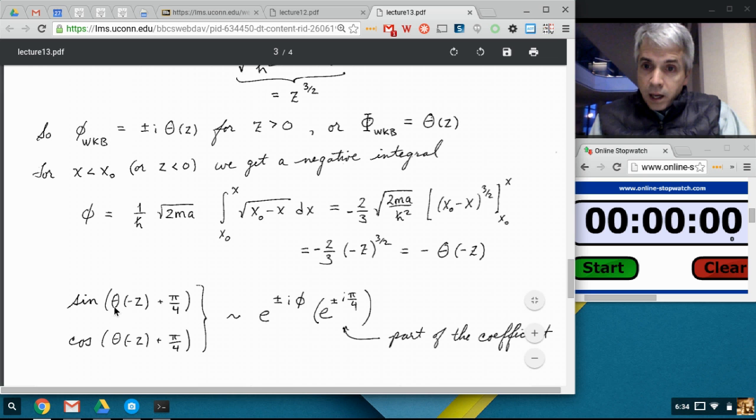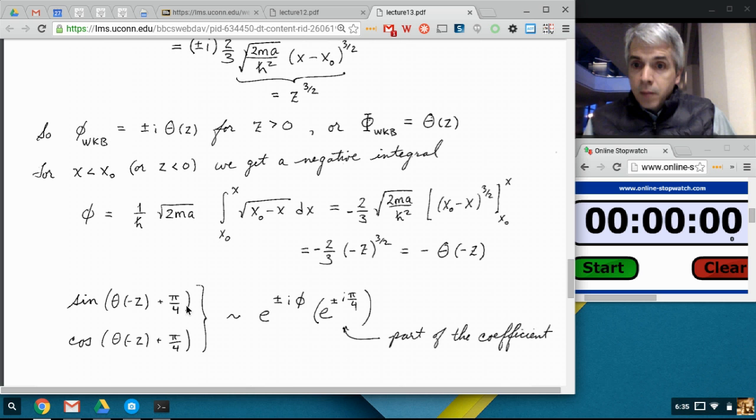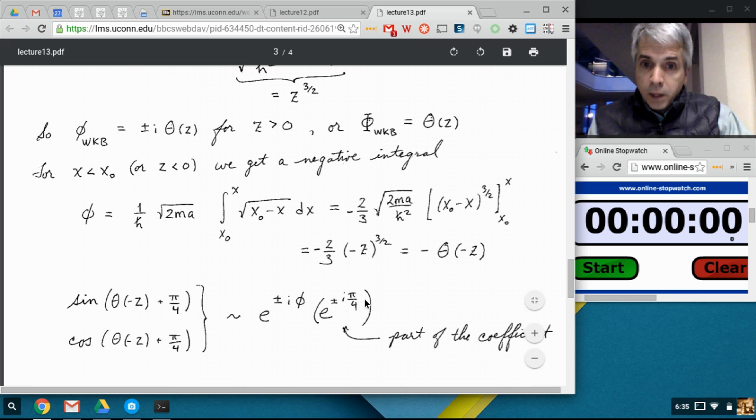What is that? Well, what is a sine? It's e to the I its argument minus e to the minus I its argument times some factor. And what is the cosine of that? It's nothing more than e to the I theta plus e to the minus I theta. And of course we can't forget the pi over 4, but it just comes out.